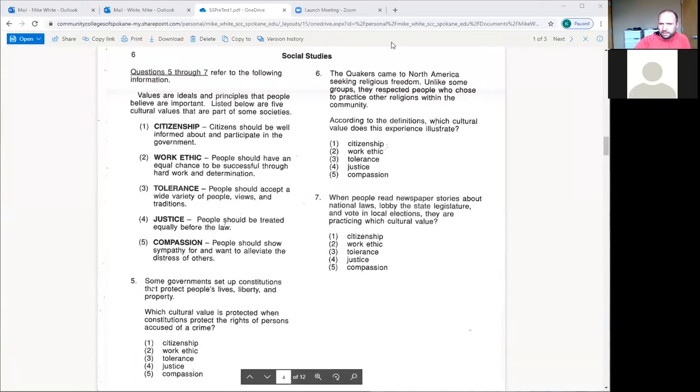Let's look at number 6. If you're just joining us, we're running through some old GED social studies questions, and we're specifically reviewing questions that deal with civics and government, since that's what we've been talking about the last couple weeks.